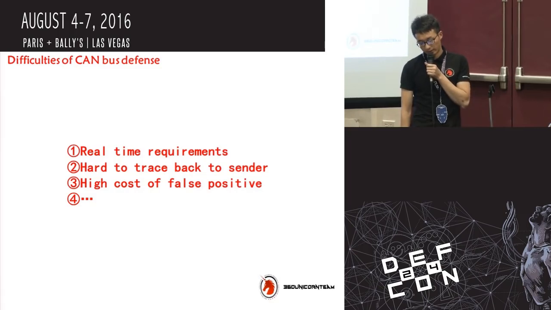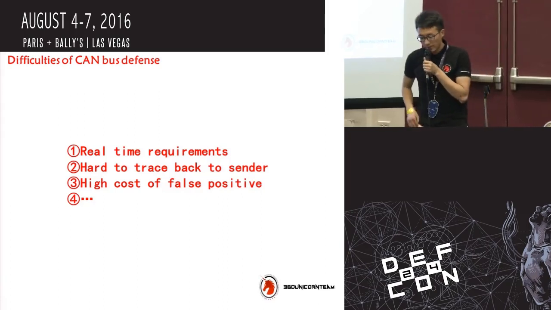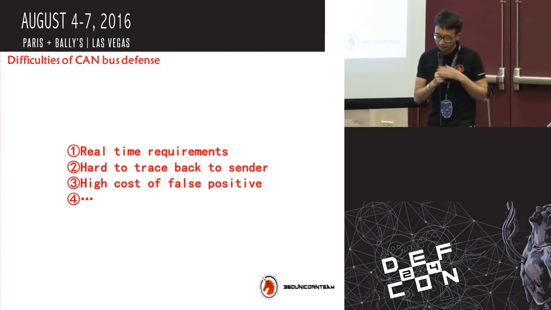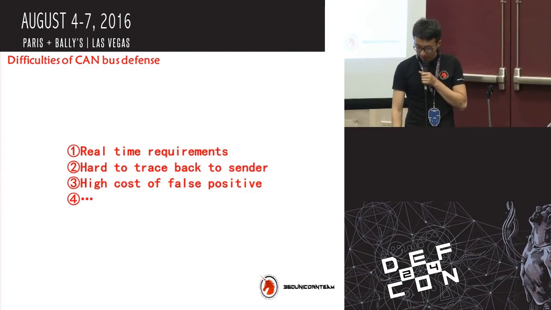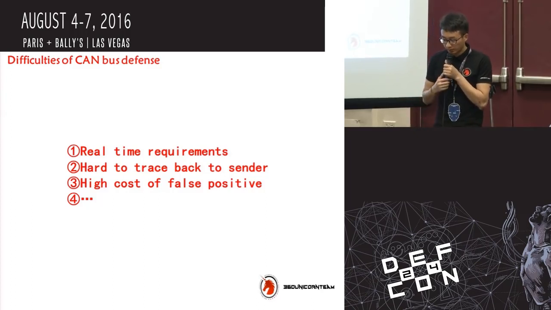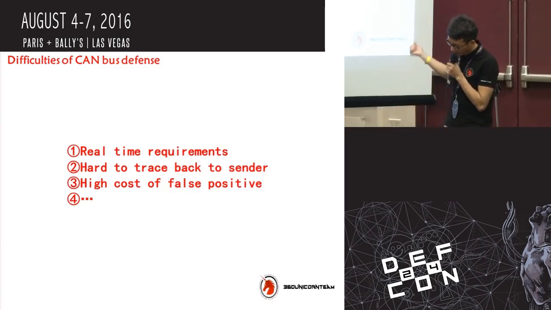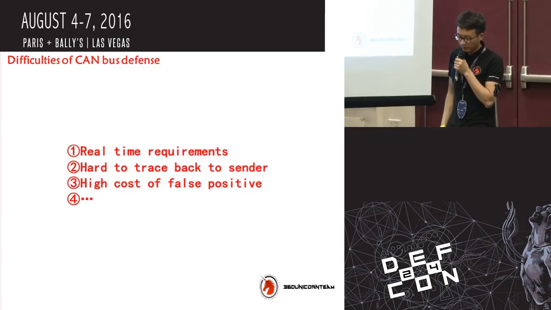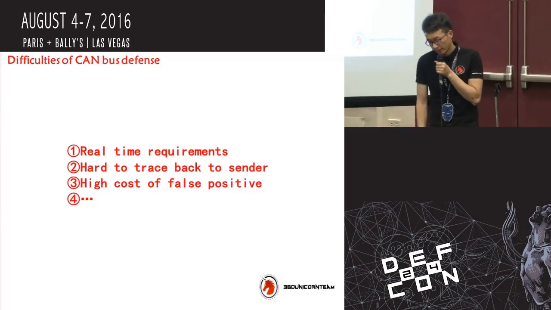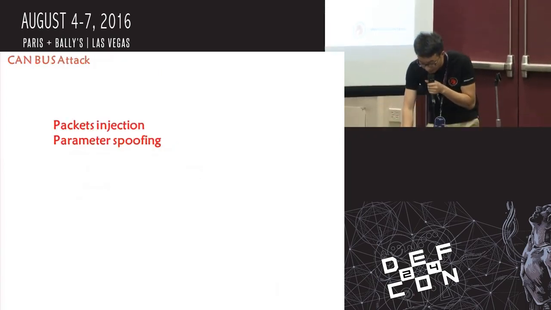And all the packets on the CAN bus are real-time parameters, for example, the current speed, the current RPM. Those parameters have time constraints. So you cannot do a filter, for example, where you receive a packet, do some calculation on it to see if it is malicious, and then send that packet onto the network. That would introduce delay, and it's not very good.